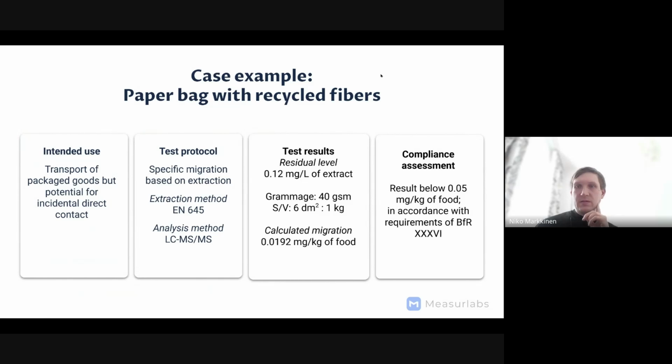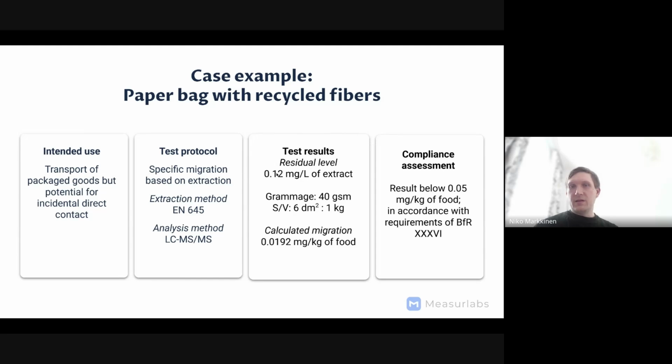But before that, a small case example at the end of the presentation. So let's imagine that we have a client that manufactures a paper bag with recycled fibers in it that is intended to transport mostly packaged goods, but there might be some incidental contact with food. So direct contact. As a conservative approach, because no migration test can be done for this particular bag, cold water extraction is done from the paper, and it's analyzed with liquid chromatography tandem mass spectrometry, which is a standard method for analyzing BPA. Yeah, forgot to mention that.